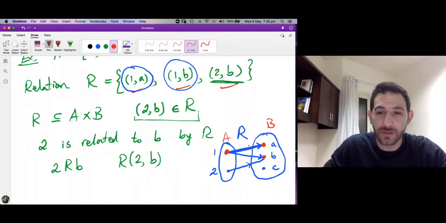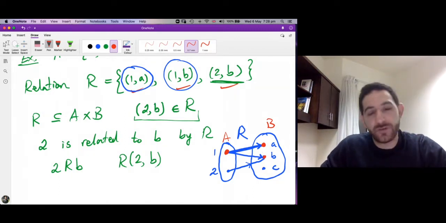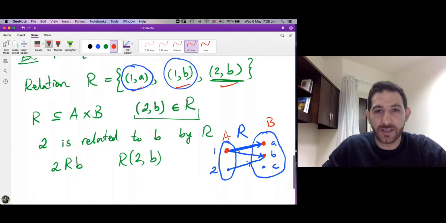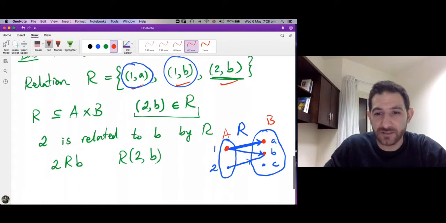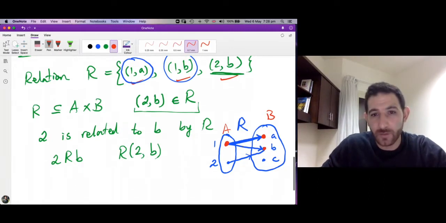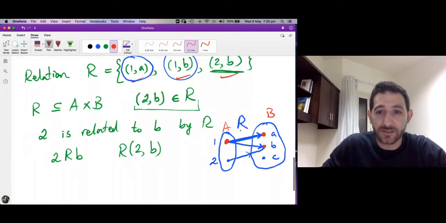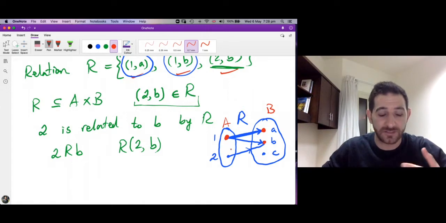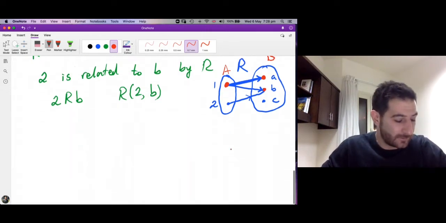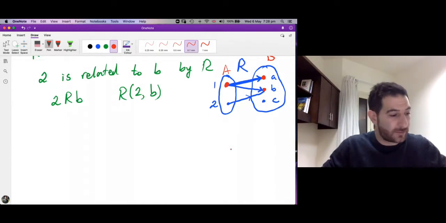Here we have 2. Okay, but we will see later that every function can be seen as a relation, but not the other way. So not every relation can be seen as a function. This is an example where we can't consider this R as a function. Okay. So relations are a more general concept than functions. Okay. Now let's take more examples.